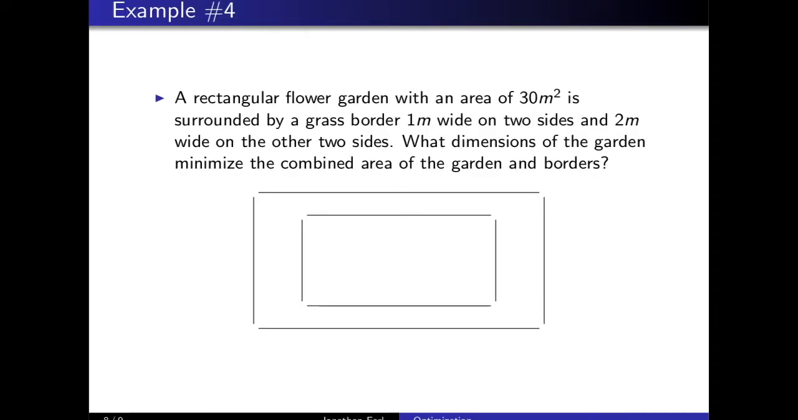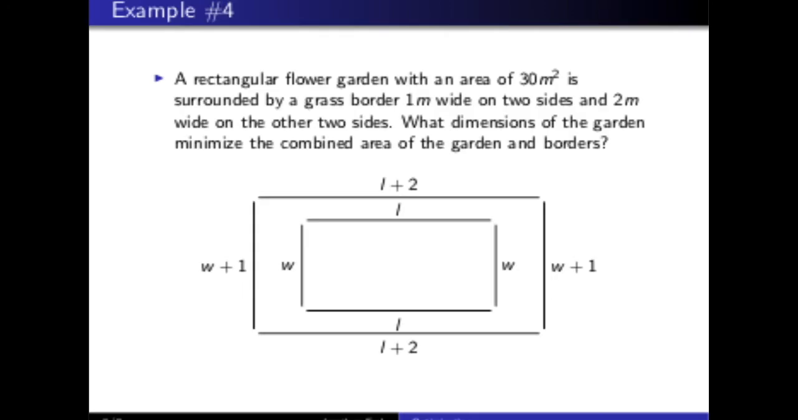Okay, so I think one more example, maybe two. Let's take a rectangular flower garden, and we'll fix the garden to have an area of 30 square meters. Then we're going to surround it by a border that's 1 meter on 2 of the sides and 2 meters on the other side. What we want to do is come up with the dimensions of the entire structure, so the garden and also the borders, that are going to minimize the total area.